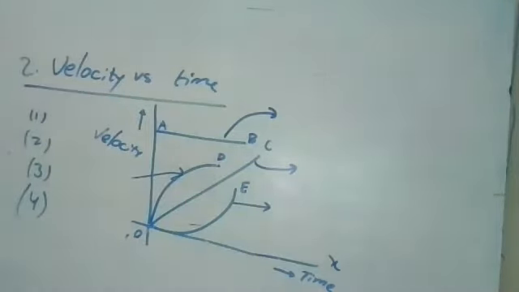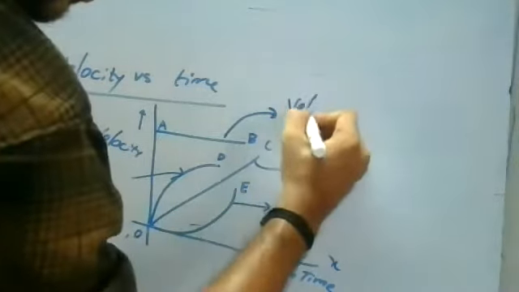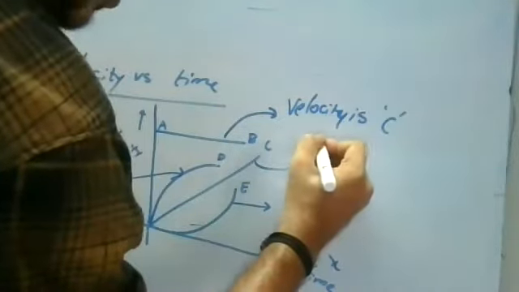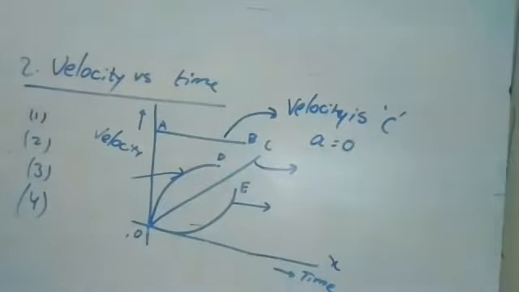The velocity is moving with constant value, or zero acceleration. When the velocity is constant, there is no acceleration. So at this point, the acceleration is equal to zero. For the first point, for the line AB, because it is a straight line, the velocity is constant with respect to time, but the acceleration is zero.